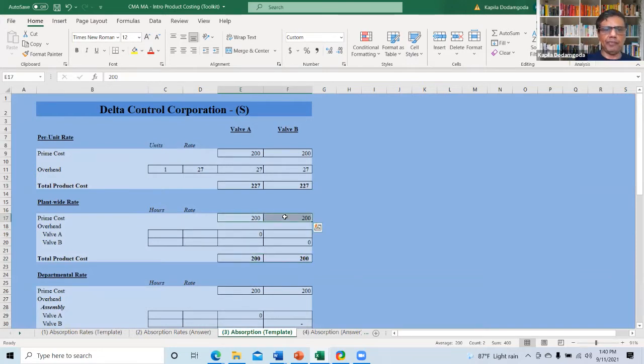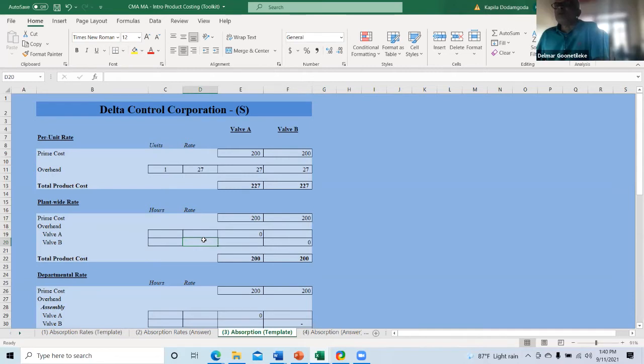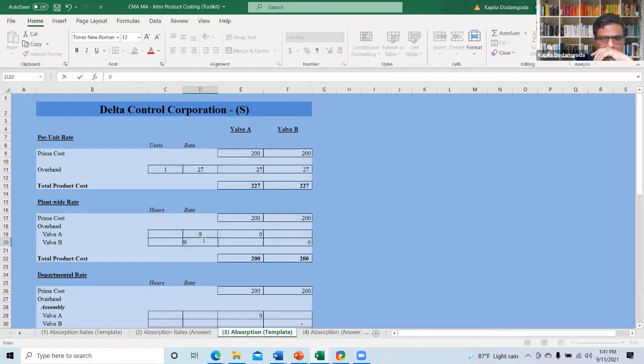Now you have to tell me, valve A, each unit, how many labor hours are we spending, and what is the rate that we should use. Valve B, how many labor hours do we spend, and what is the rate that we should use. You have to tell me. Rate is 9 for both, I believe. Our overhead absorption rate is 9 for both valves. It's the same rate in the plant.